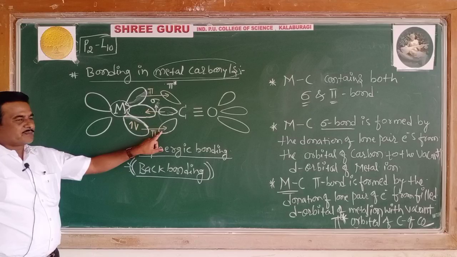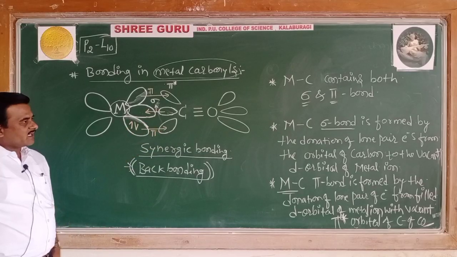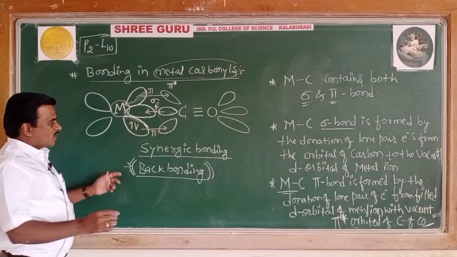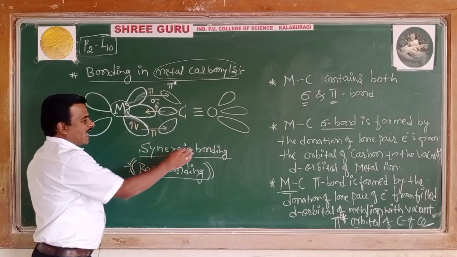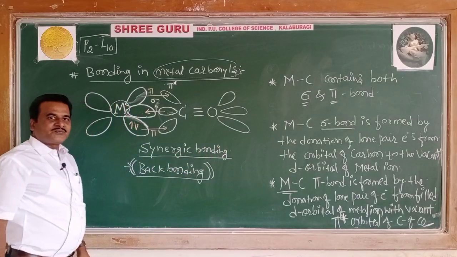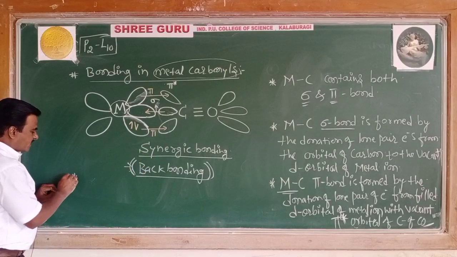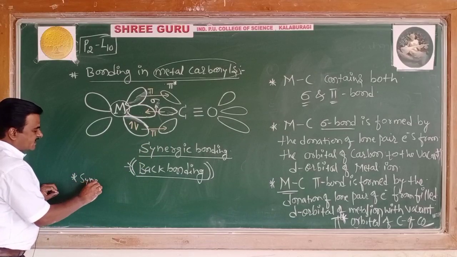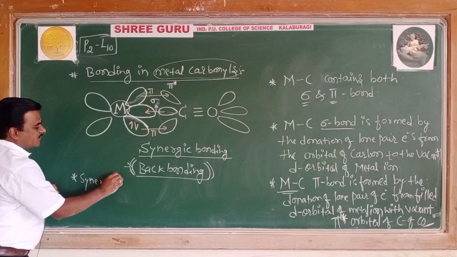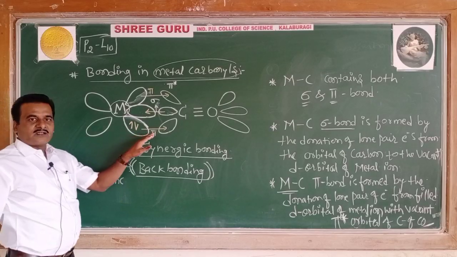Thus it is represented. And finally, one term one should know is the synergic bond or the synergic effect. So why is it called synergic bonding? Do remember what the synergic effect is. Synergic effect is nothing but the formation of pi bond.